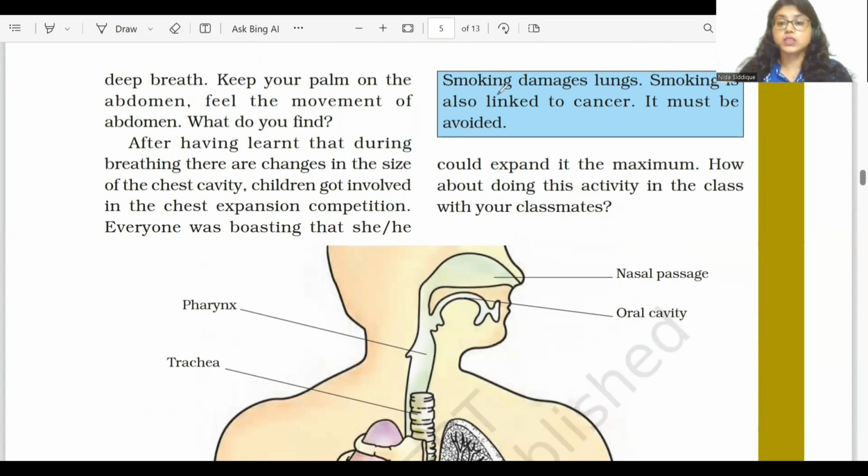Now, another important thing is smoking is going to damage the lungs. You all must have heard this, right? Smoking is very dangerous to the lungs and smoking is also linked to cancer. So this habit should strictly be avoided. It is going to affect the health of our lungs.